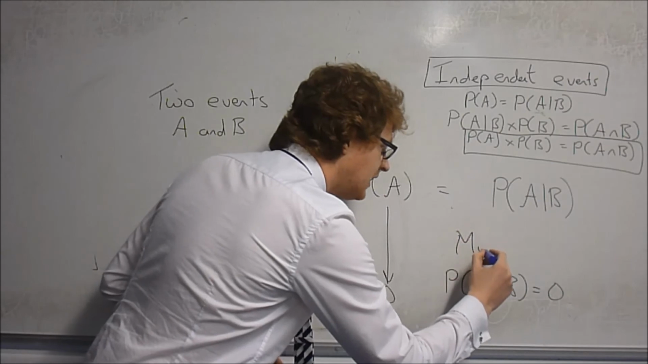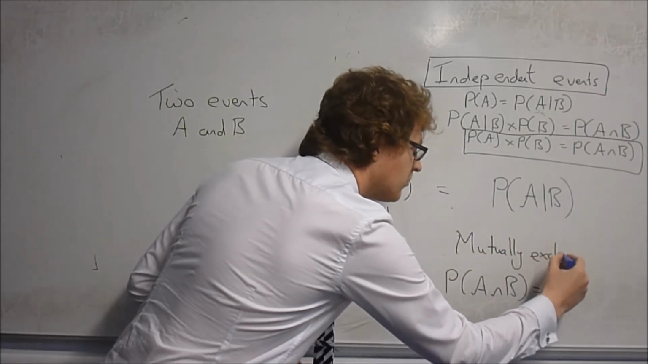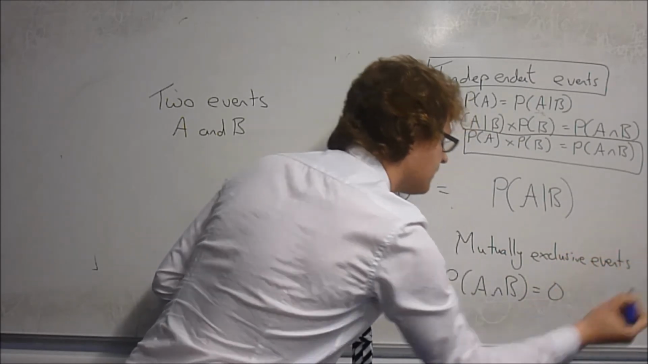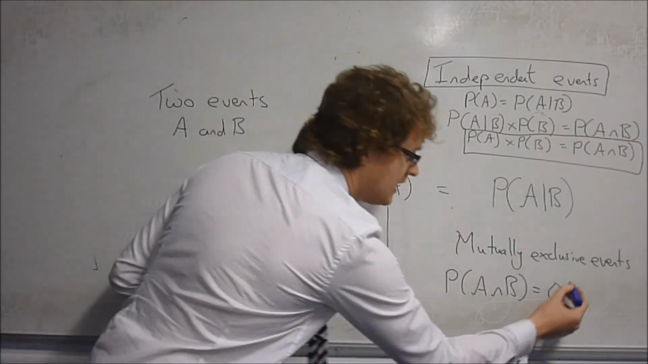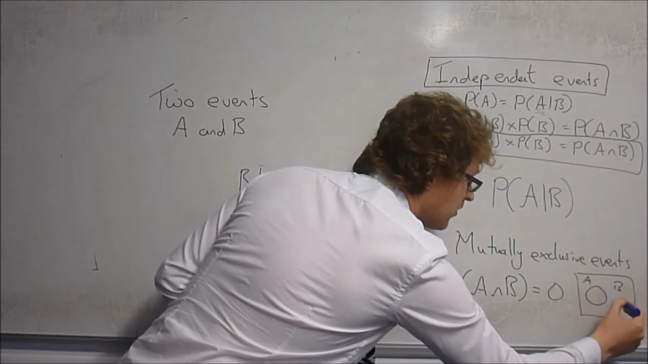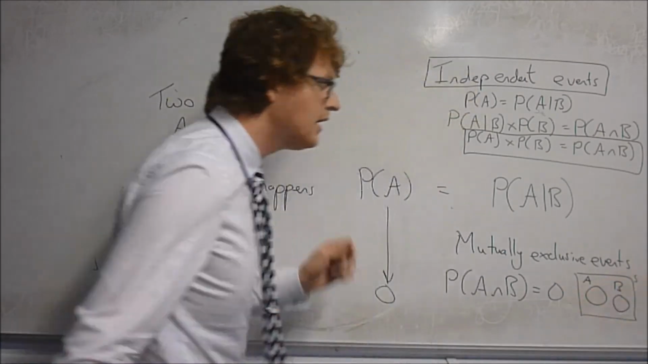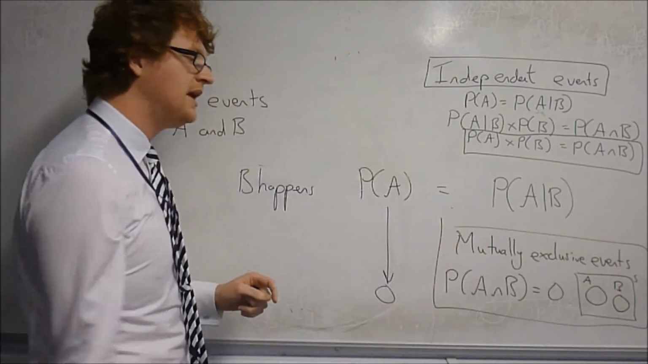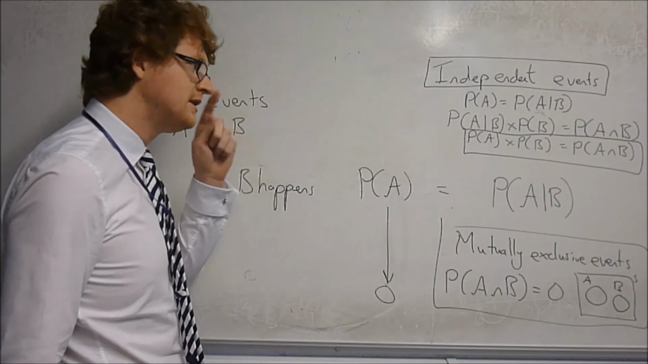So these are mutually exclusive events. And you can probably see this quite easily on a diagram. On a Venn diagram, so we have A and B. They've got no intersection. They don't overlap. So mutually exclusive events: probability of A and B equals 0, and that works in all your formulas. And on the diagram, they don't intersect.